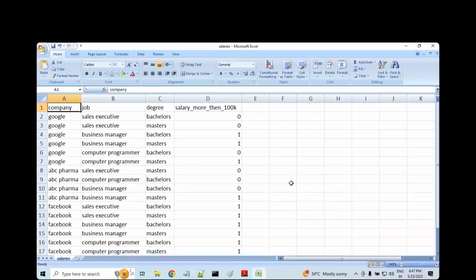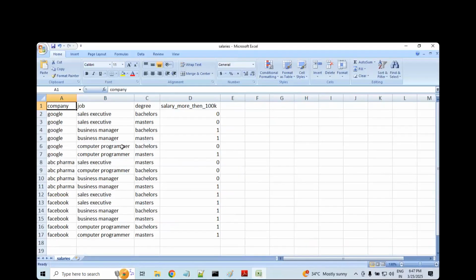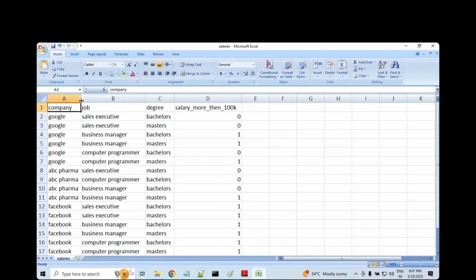Why I explain, think like Exaver is a service-based company. Exaver company has all these clients. What is the first client name? Next one, ABC Pharma. Next one, Facebook. Now, they do have a format actually.